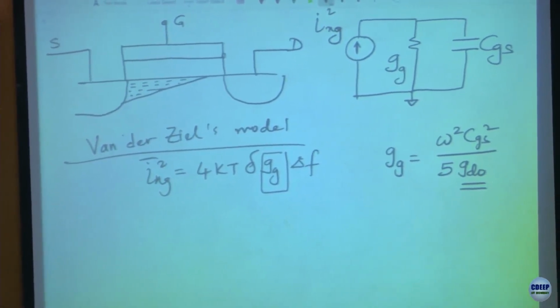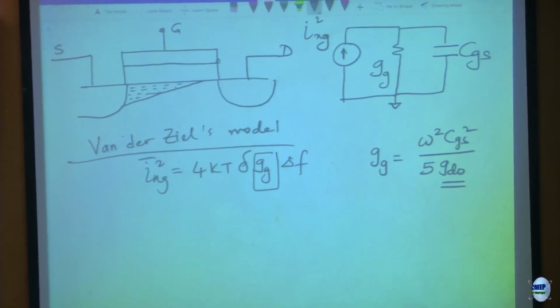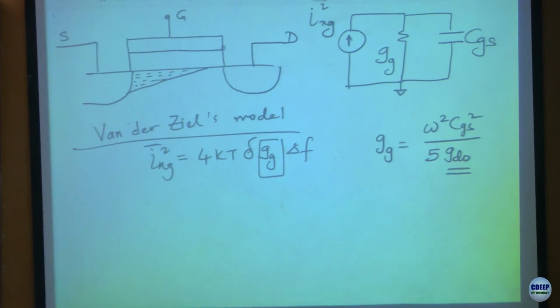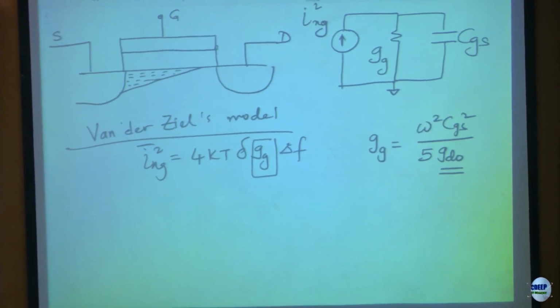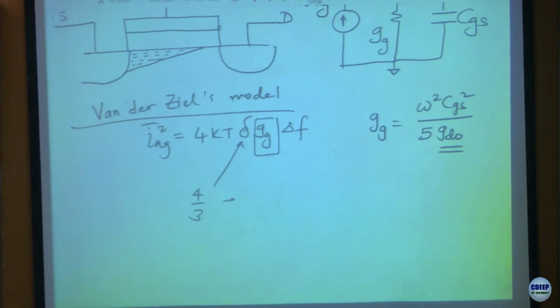What is GDO? Conductance from drain to source when VDS equals 0. You plot that out, and it just happens to be equal to GM. The expression happens to be GM. This is all due to that NQS effect, and delta is 4 divided by 3, which is the gate noise coefficient in a long channel device.